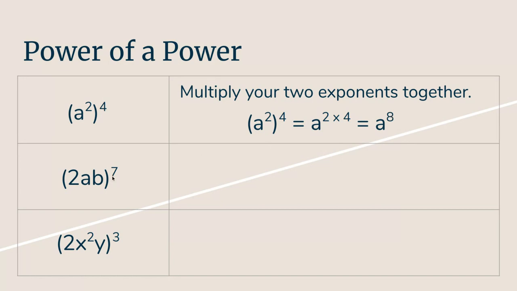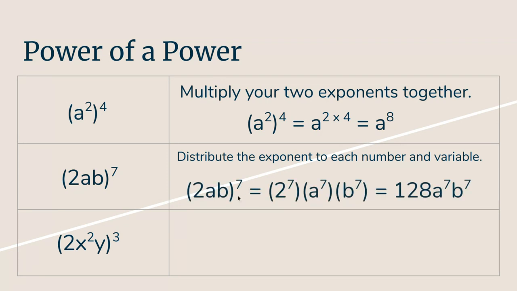For this one, all of these numbers and variables, so 2ab, these are all to the 1. A to the 1, B to the 1. Just because there's no number there, that's how we know. So I have to take this power of 7 and I have to distribute it to each one of my coefficients and my variables. So 2 to the 7th, a to the 7th, and b to the 7th. So this is our first step: distribute the exponents to each number and variable.